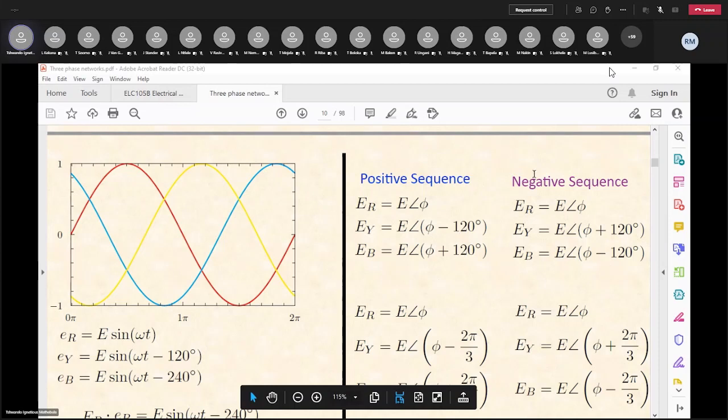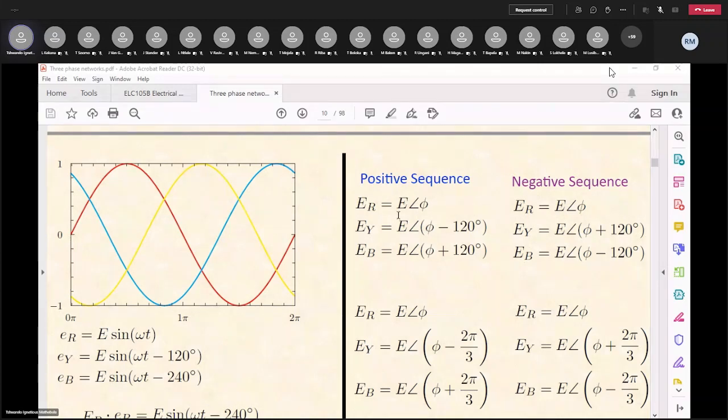Now, I want you to look at this. If we have got the red phase at a particular angle phi, be it 0, be it whatever, a positive sequence means that the yellow phase will lag the red phase by 120 degrees, and the blue phase will lead the red phase by 120 degrees.